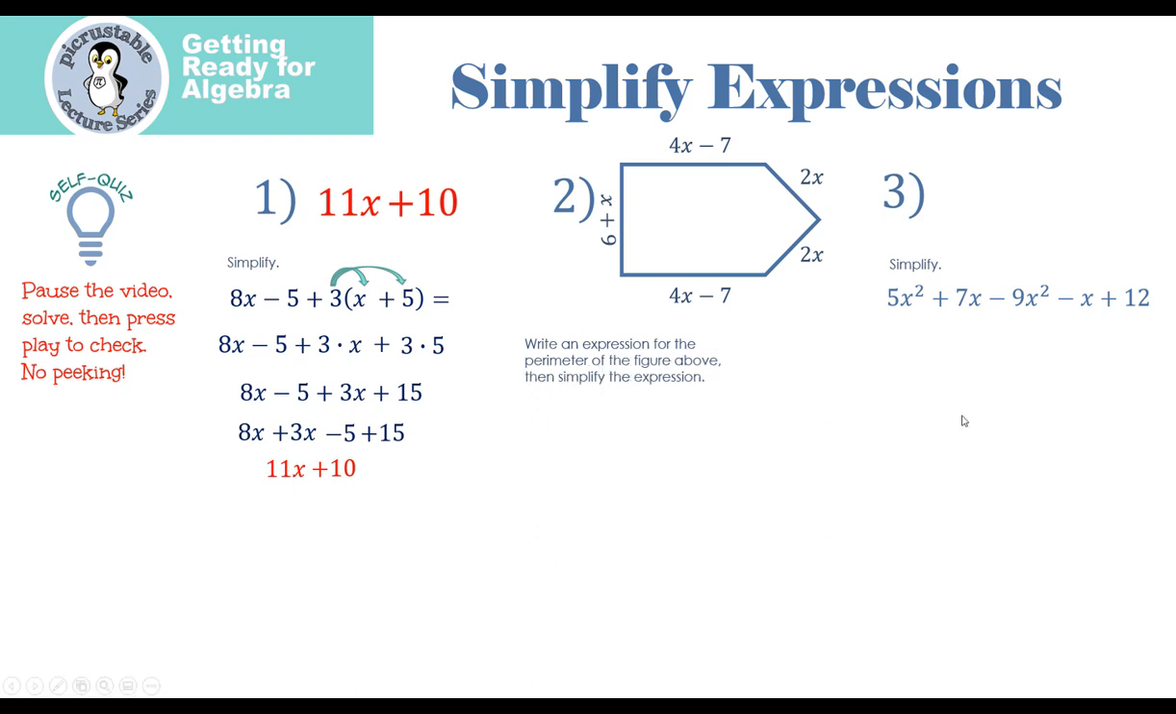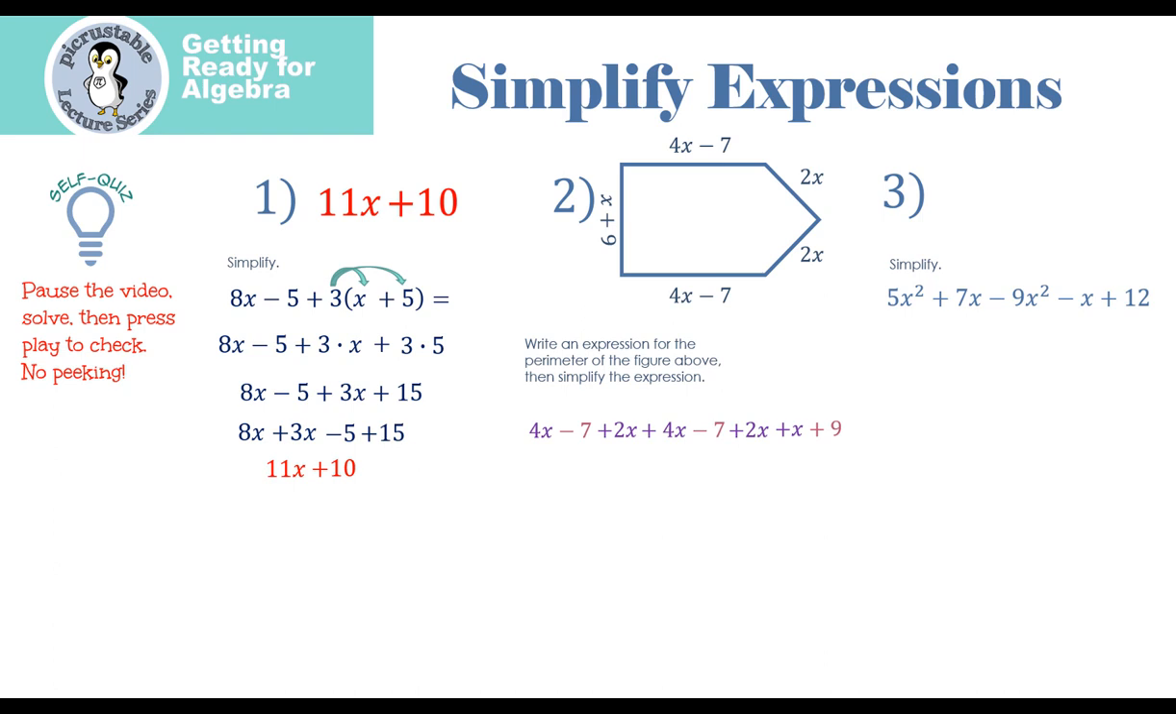In number 2, you're asked to write an expression for the perimeter of the figure above, then simplify the expression. Remember, when we want to find the perimeter, we add all the sides up. So let's start. We're going to take 4x minus 7 plus 2x plus 4x minus 7 plus 2x plus x plus 9. Yeah, I went a little crazy with this one, but we're going to end up with the same answer. And it doesn't matter how you wrote it, we're going to get the same answer.